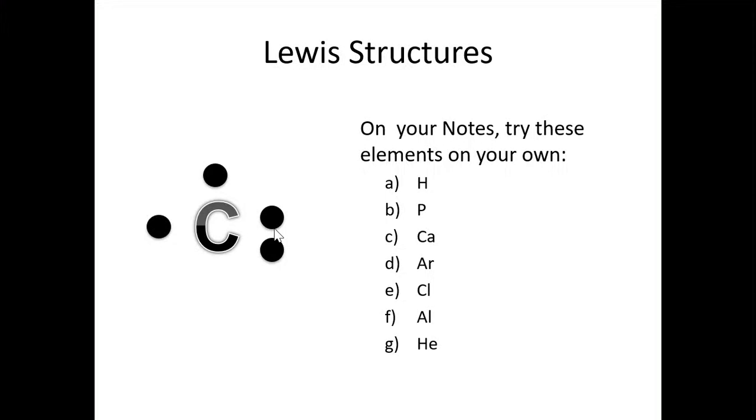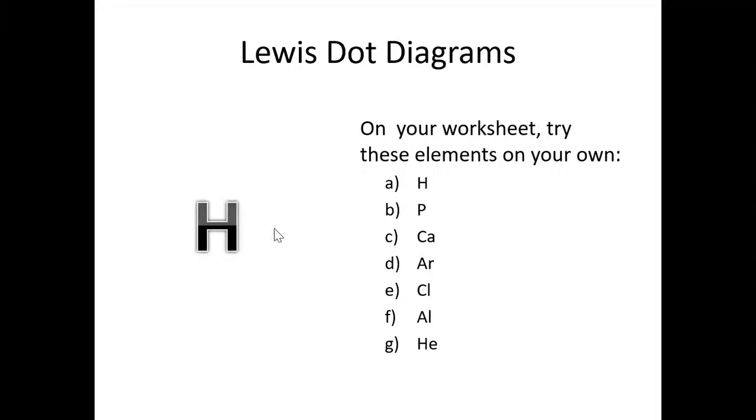So let's see how you did. The first one was hydrogen. For hydrogen, you would start with an H, and hydrogen has just 1 valence electron, so you get the dot on the right-hand side. That's it. That's the entire Lewis dot diagram for hydrogen, H with a dot.